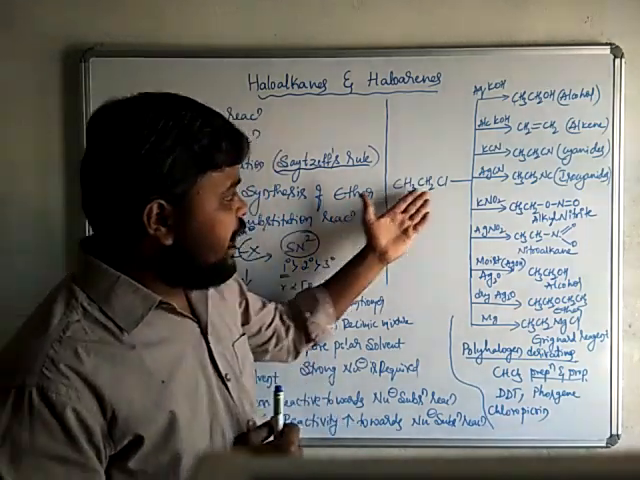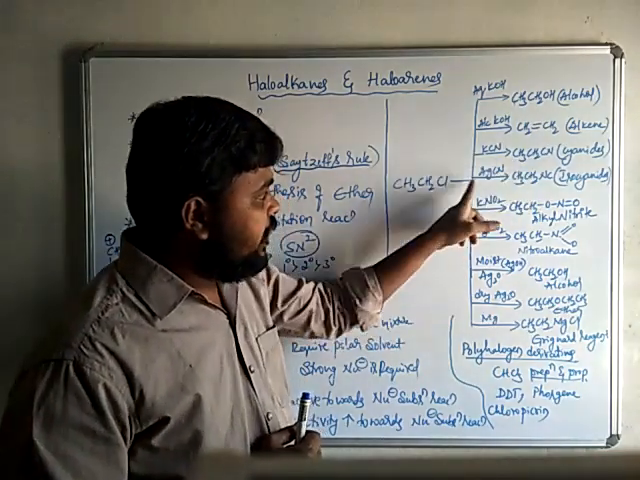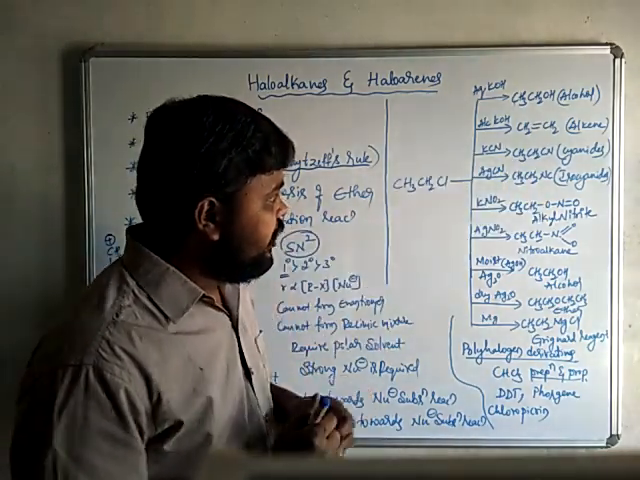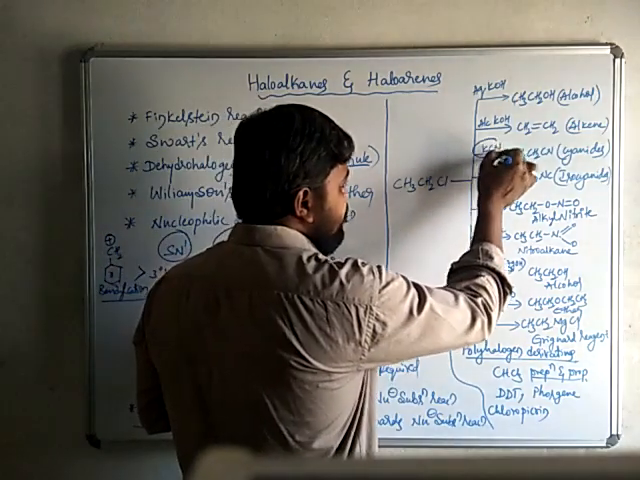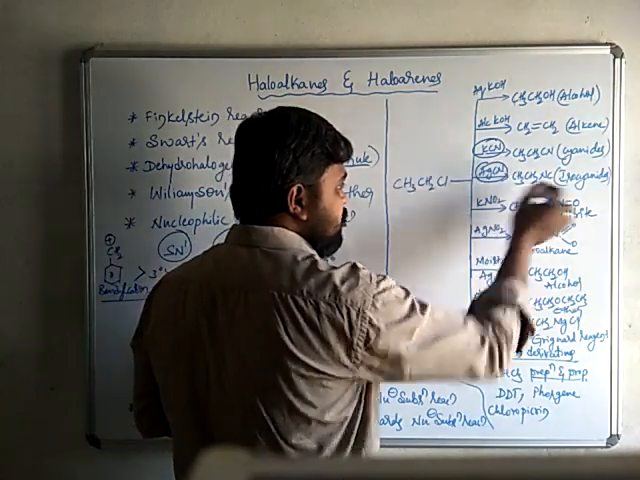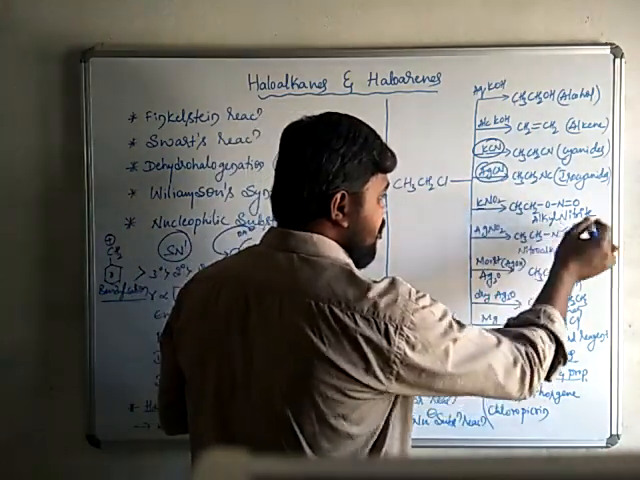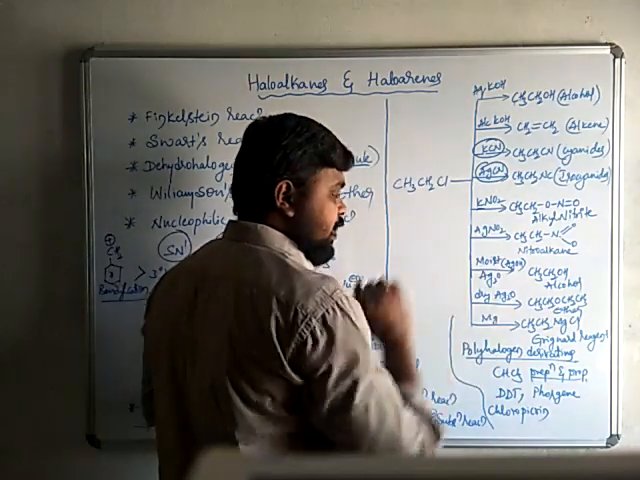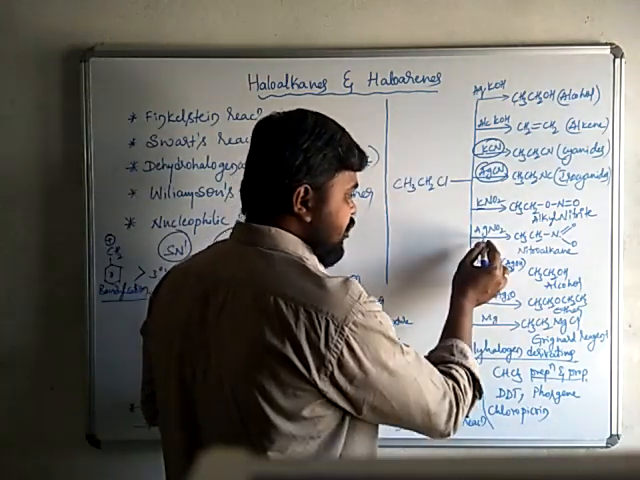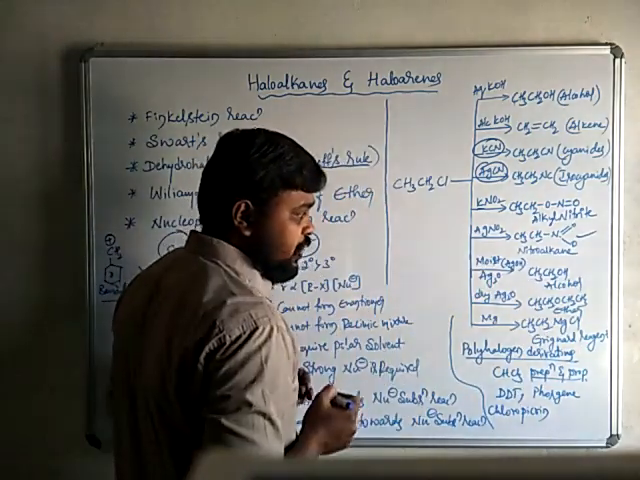Similarly, if it reacts with KCN, it gives cyanides. With AgCN, it gives isocyanide. KCN gives cyanide because of its ionic nature, and AgCN gives isocyanide because of its covalent nature. In case of KNO2, it gives alkyl nitrite because of the ionic nature of KNO2. In case of AgNO2, it gives nitroalkane because of the covalent nature of AgNO2.